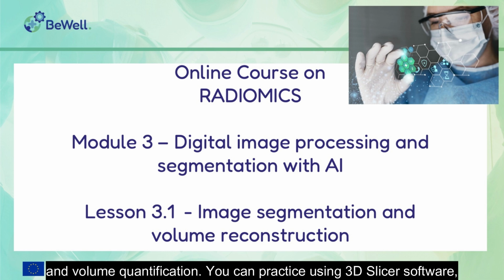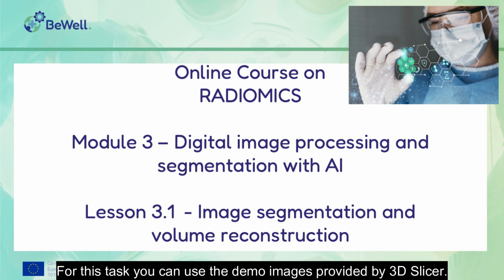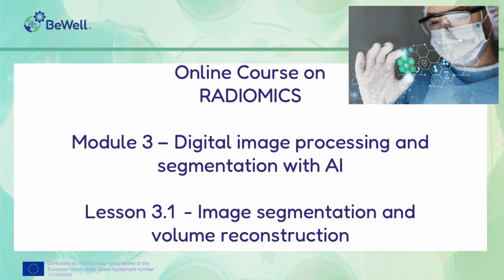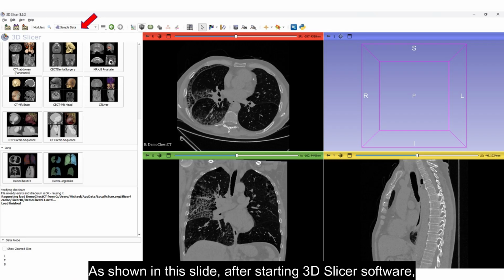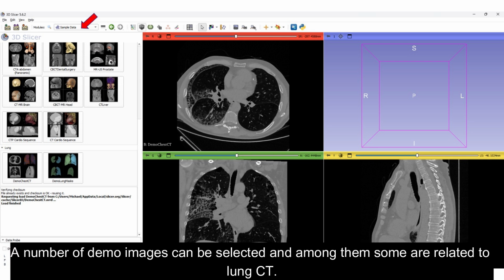You can practice using 3D Slicer software previously mentioned to obtain our same results. For this task you can use the demo images provided by 3D Slicer. As shown in this slide, after starting 3D Slicer software, we can select the menu Sample Data, as indicated here by the red arrow. A number of demo images can be selected and among them some are related to lung CT.